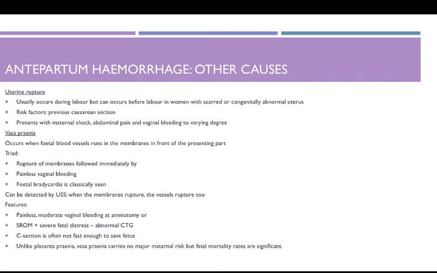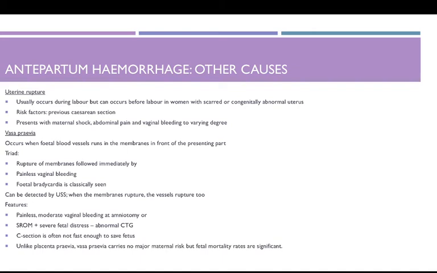Okay. So other causes of antepartum hemorrhage. So uterine rupture. This usually occurs during labour, but can occur before labour in women who have a scarred or congenitally abnormal uterus. And the risk factor for this is having a previous C-section. And it's also the reason why after you've had 2 C-sections, if you're pregnant again, you go straight for a 3rd C-section. You don't try for a vaginal delivery because of the risk of uterine rupture, because you've had previous C-sections.